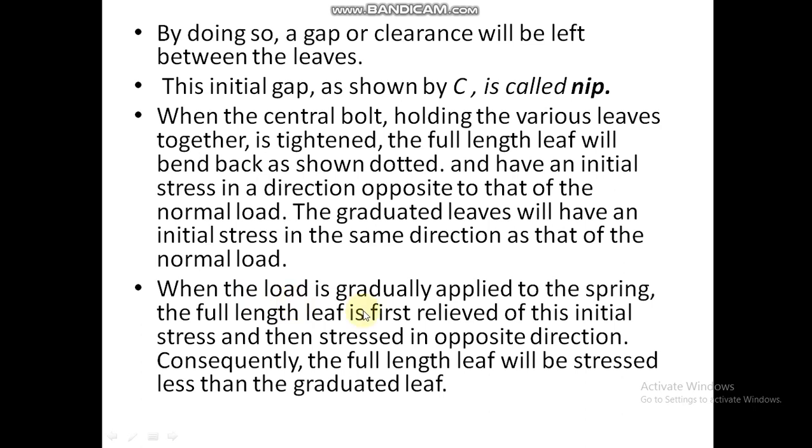When the load is gradually applied to the spring, the full length leaf is first relieved of initial stress and then stressed in the opposite direction. Consequently, the full length leaf will be stressed less than the graduated leaves. So in this way, we can reduce the stress.